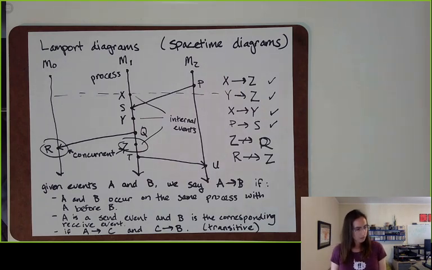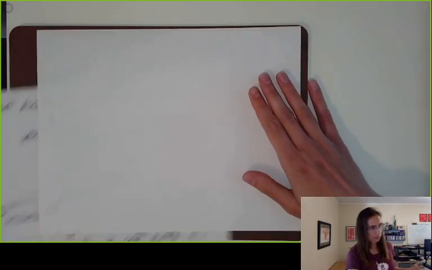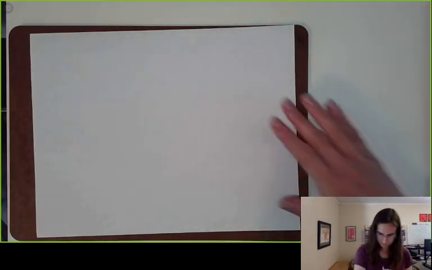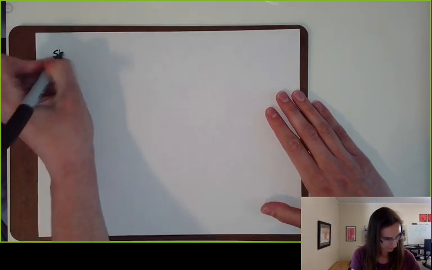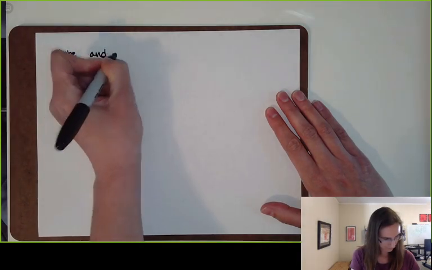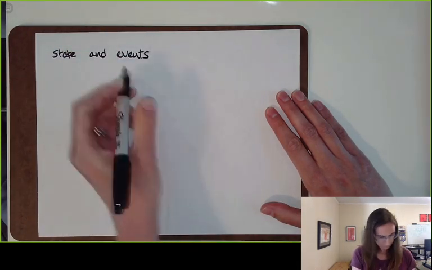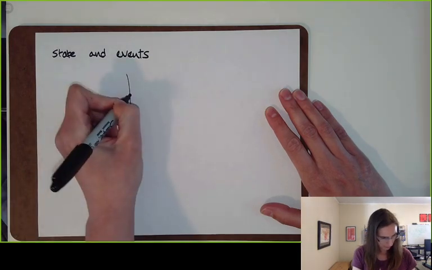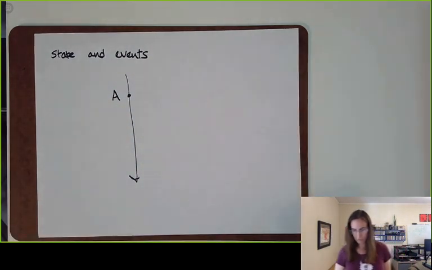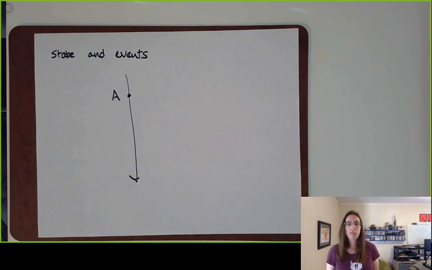Okay, so let's talk about state and events. We already kind of talked about events, right? Like a dot on a Lamport diagram is an event. But what about state? We haven't talked about that yet. So what is a state? Like when you study computer architecture, for example, what do you think would be included if I talk about the state of a machine?